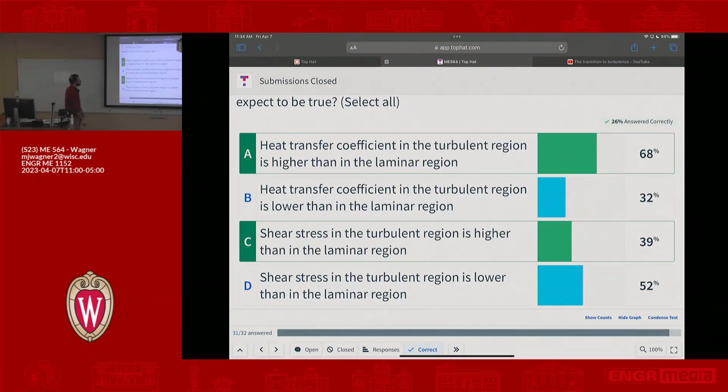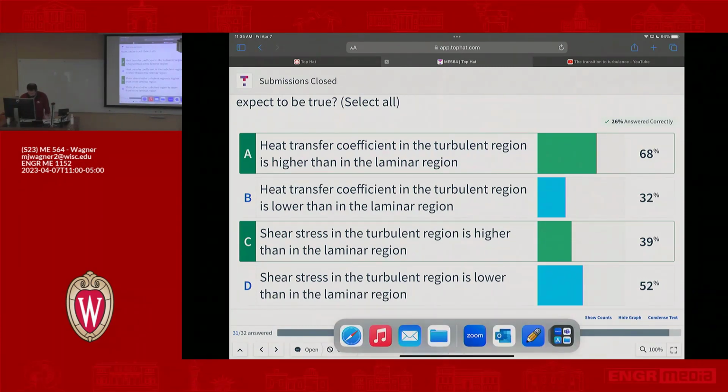So the heat transfer coefficient is going to be higher. This is going to take some explanation. We'll go back to our notes, but it is true that the heat transfer coefficient is higher and the shear stress is higher. So why? Actually, I have another question, so let's do the other question first. Let me explain what's going on here.